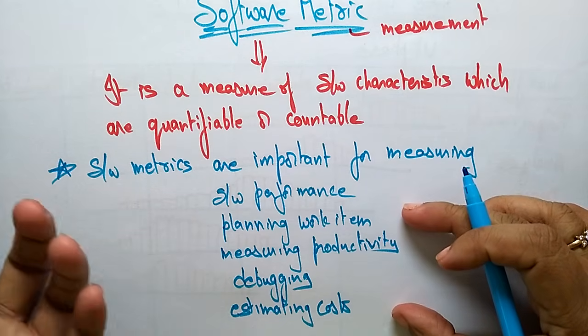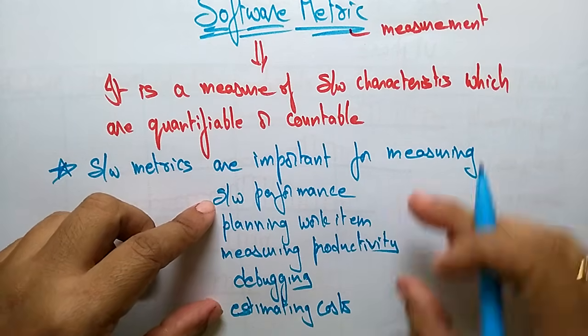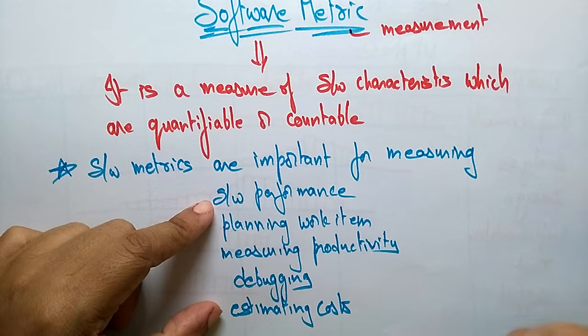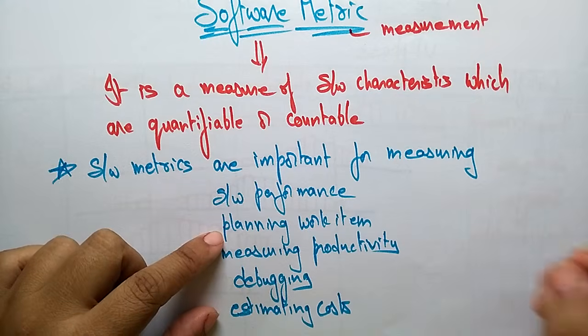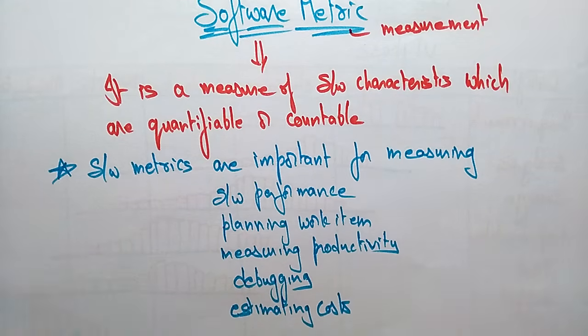Whatever software you have taken, if you want to measure it, you have to consider these important measuring points. You have to measure the software performance, the planning work items, measuring productivity, debugging, and estimating cost. All these are important for measuring the software metrics. These components are also valuable for both developers and development team leaders.